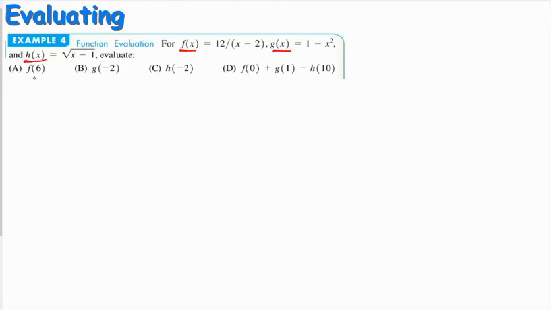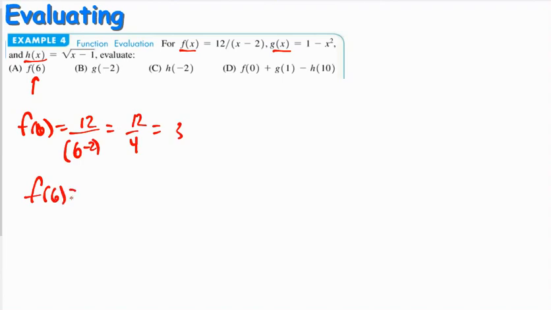So to use this notation, we simply look at the question. It says f of 6. That means find the f of x function and replace all x's with the value 6. So f of 6 would equal 12 divided by parentheses 6 minus 2, which is 12 divided by 4, which is 3. We can say that f of 6 equals 3.